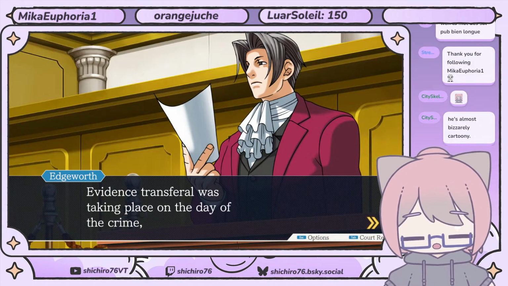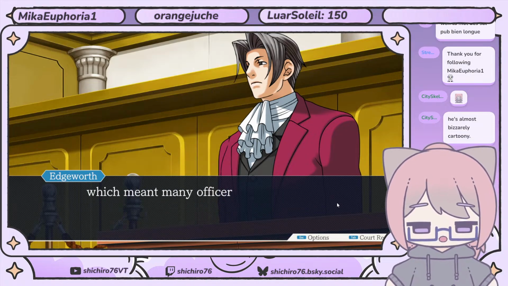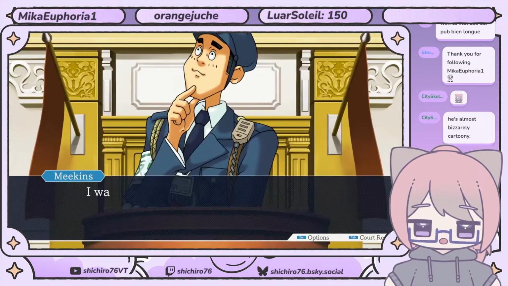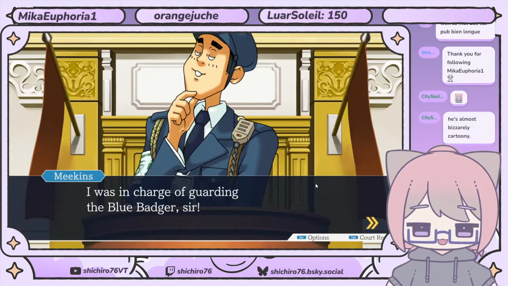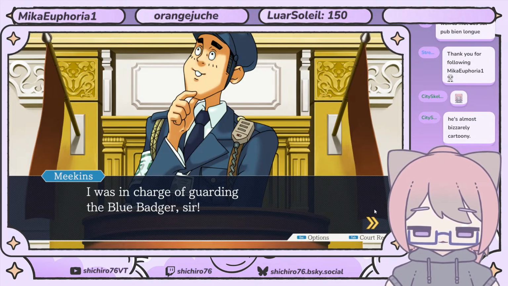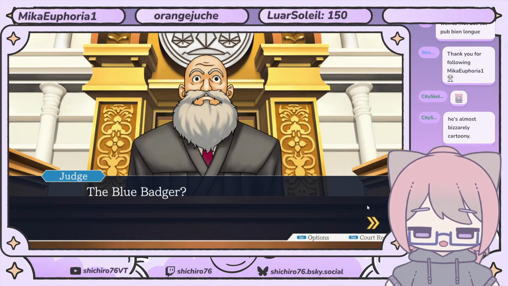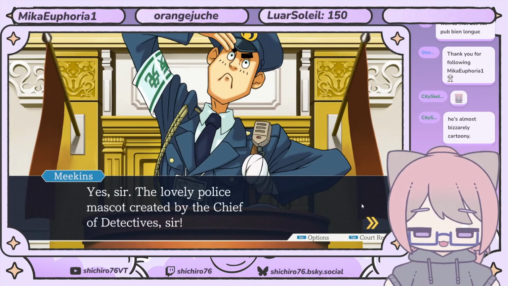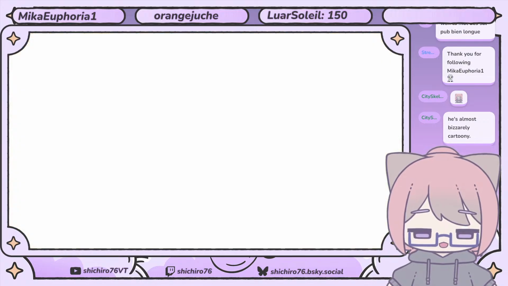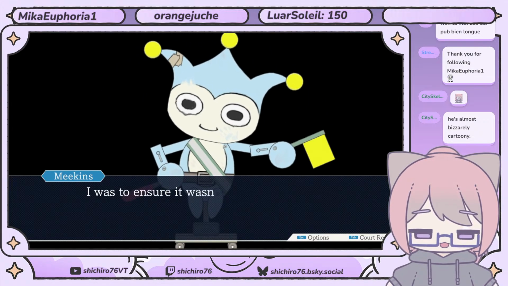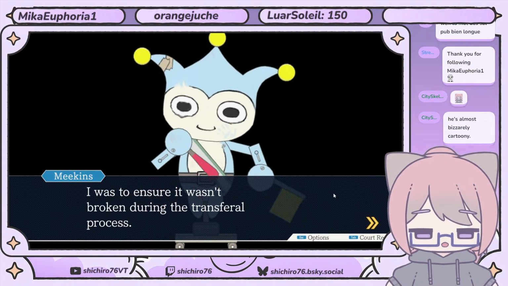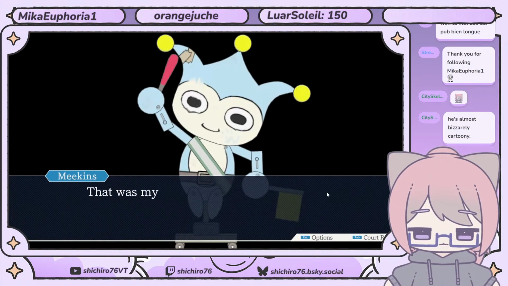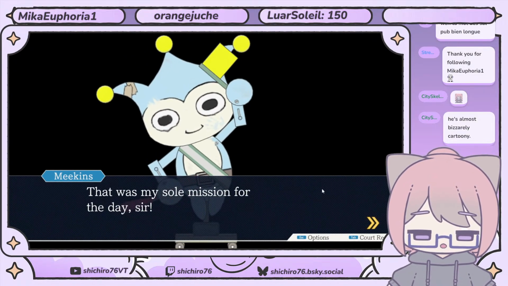Evidence transferal was taking place on the day of the crime, in which many officers were given special tasks not ordinarily performed. Take that! I was in charge of guarding the Blue Badger, sir. The Blue Badger that needs guarding? Who cares? Yes, sir. The lovely police mascot created by the chief of detectives, sir. It's gonna visit me in my nightmares. I was to ensure it wasn't broken during the transferal process. That was my sole mission for the day, sir.